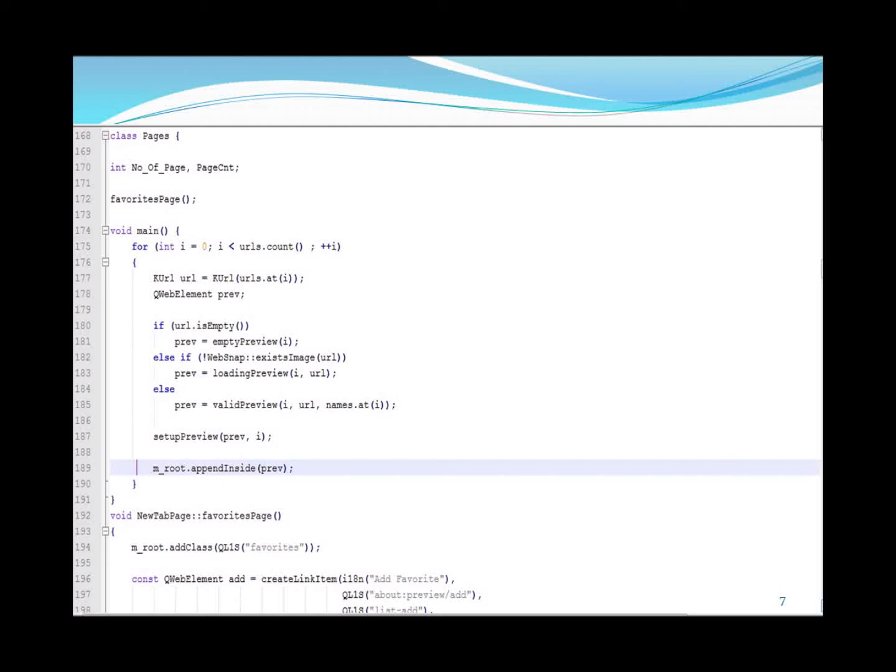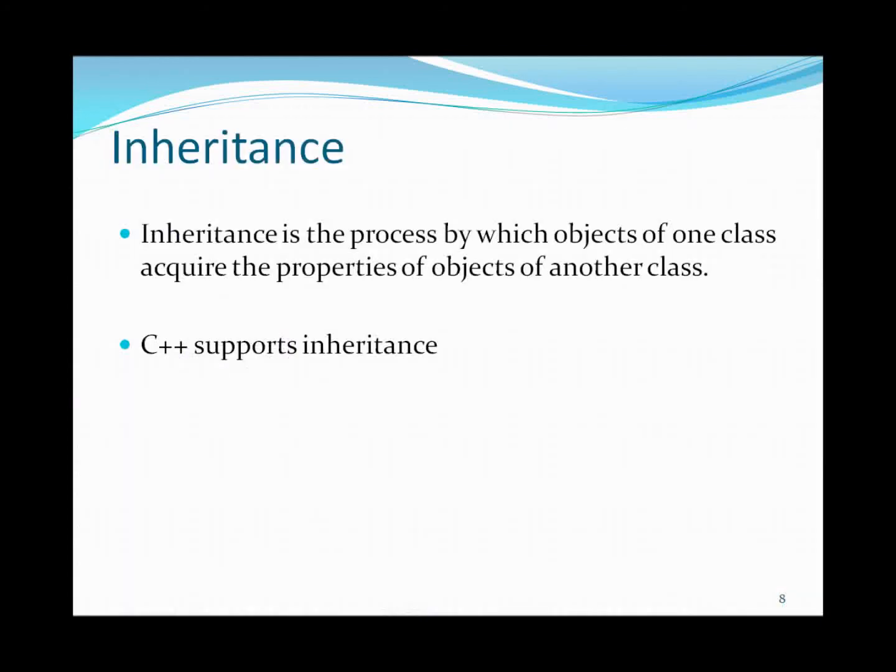So if we move further to the next functionality, it's inheritance. Inheritance is the process by which objects of one class acquire the properties of objects of another class. That means reducing the unnecessary code used in classes. We can reuse the same code by inheriting from a parent class. So it reduces the unnecessary coding.